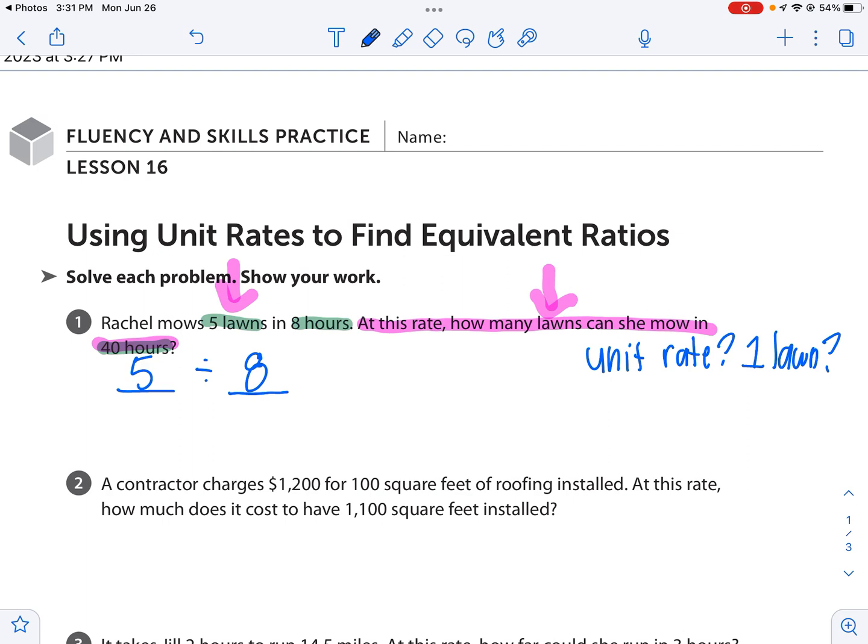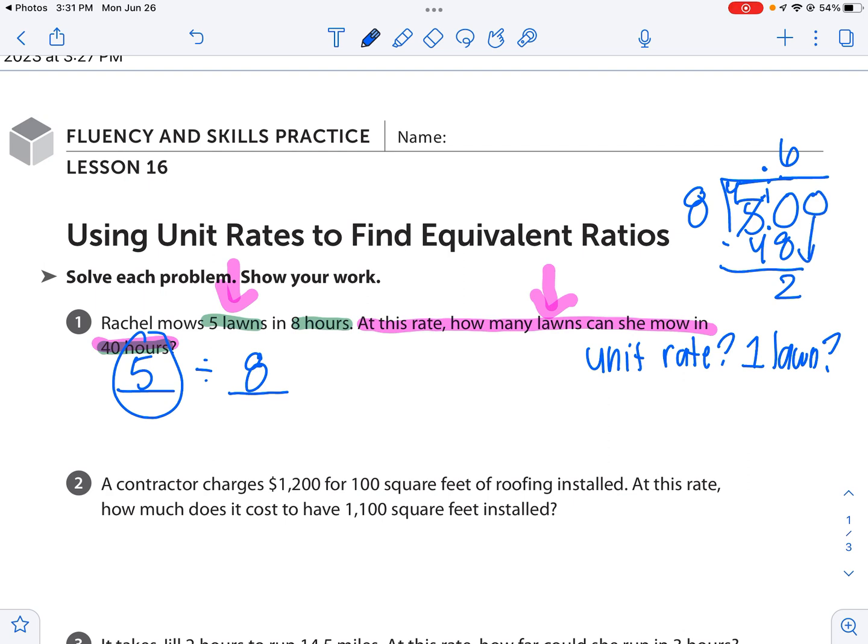So remember, this first number is what goes in the box. So 5 divided by 8. 8 cannot fit into 5, so I'm going to add a decimal and a 0. 8 can fit into 50 6 times. 48. To borrow, I have 2 left over. Okay, I'm still going to need to put another 0. 8 can go into 20 2 times with 16.